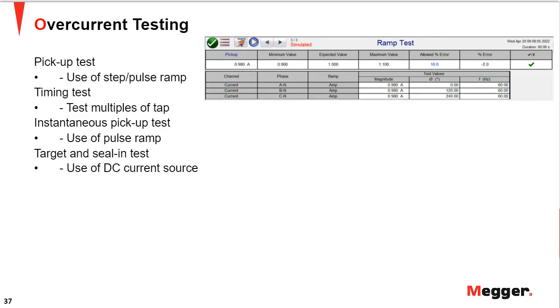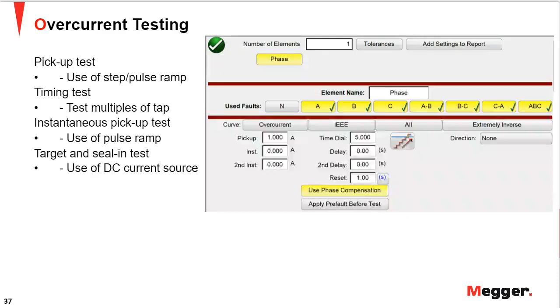Now we'll look into the timing test. Not just timing or pickup, for any test you can always simulate different types of faults, like single-phase faults, phase-to-phase, or even three-phase faults when you're doing a pickup or time test, right? So you would choose the faults that you would want to simulate, and then choose all the settings that the relay has. You are testing an extremely inverse curve with the time dial that is present in the relay and with the right pickup setting.